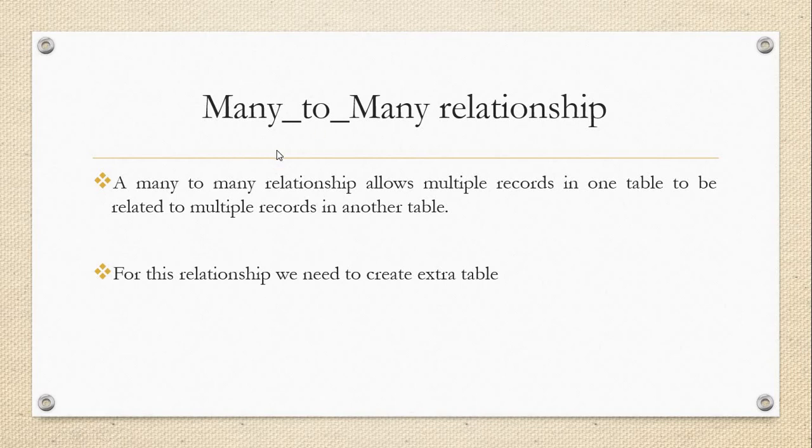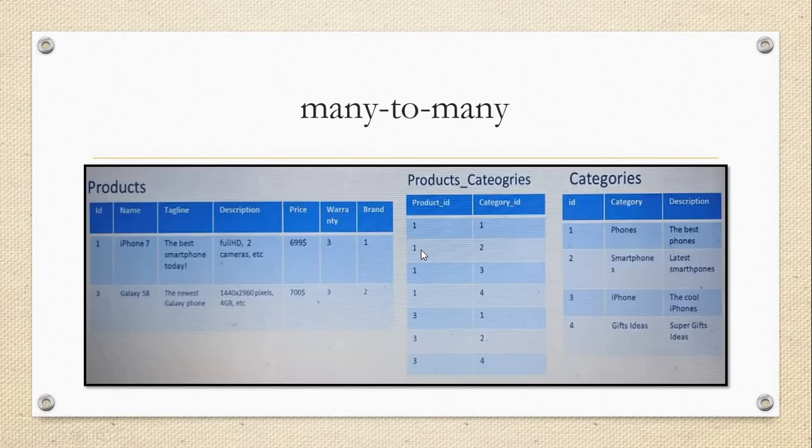What is the relationship? Many to many relationship. A many to many relationship allows multiple records in one table to be related with multiple records in another table. Assume this is an example of a many to many relationship. We have two tables, a product table and a category table. In the product table we have two products: iPhone 7 and Galaxy, with tagline, description, price and so on. In the category table we have phone category, smartphone, iPhone, and gift ideas, for when we give a gift to another person, like that.